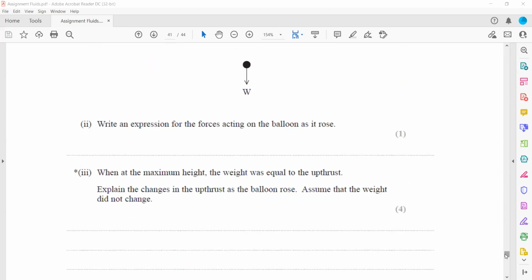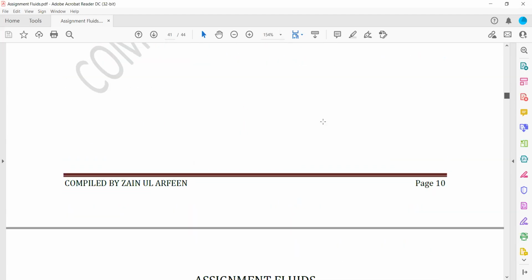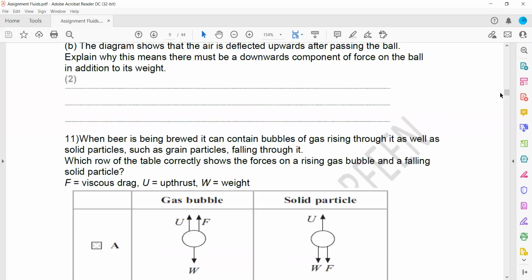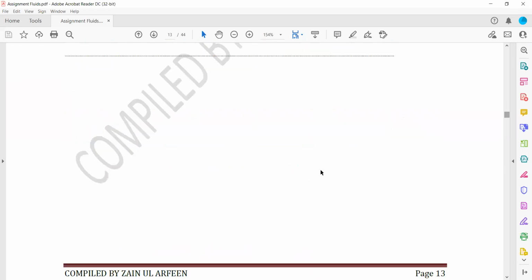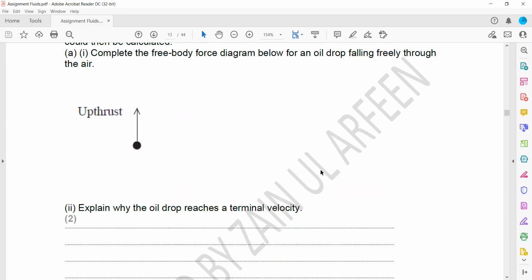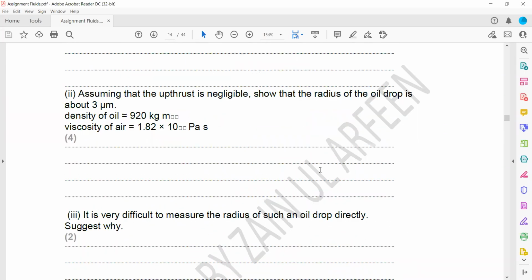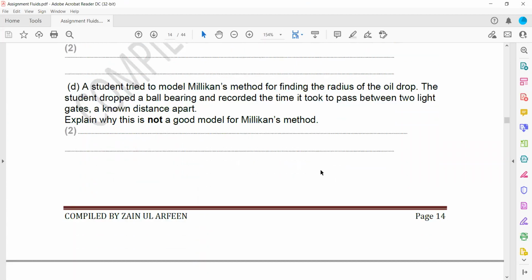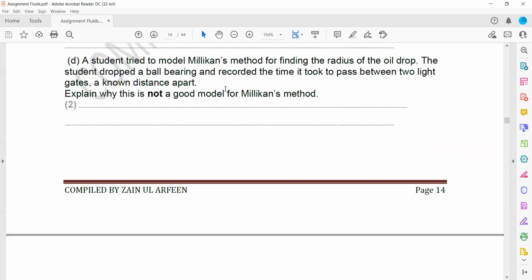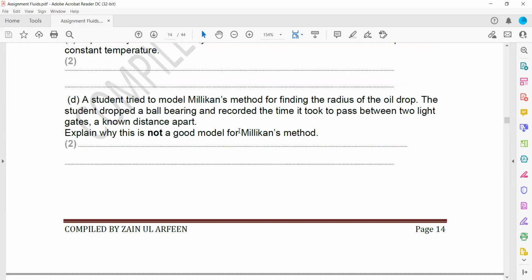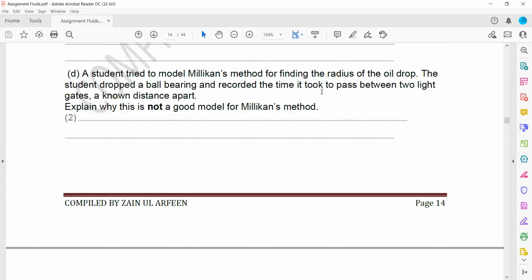So these are the questions 16D. A student tried a Millikan method to find the radius of an oil drop. The student dropped a ball bearing and recorded the time it took between the two light gates. Explain why this is not a good model. What is the reason why?